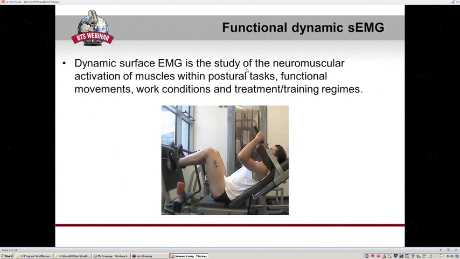Actually, our interest is in the functional dynamic surface EMG, which is a non-invasive technique to study the neuromuscular activation of muscles during a movement task, basically during posture, functional movement, work conditions, treatment, training exercises or other.